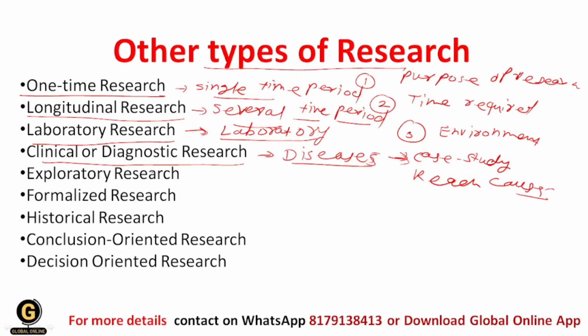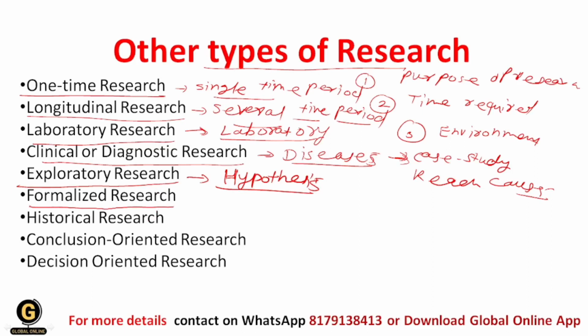Now students, let us see what is exploratory type of research. As the name suggests, exploratory research means we are developing something, we are exploring something. In this we are developing the hypothesis, and hypothesis is the prediction statement about the solution of the problem. That's why we are formulating or developing the hypothesis in the exploratory type of research.